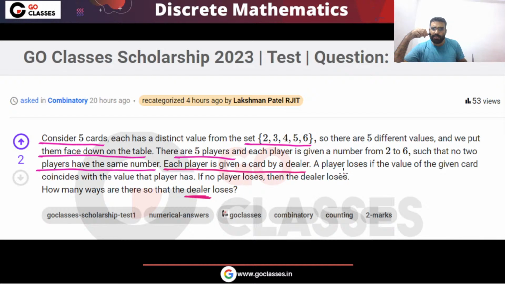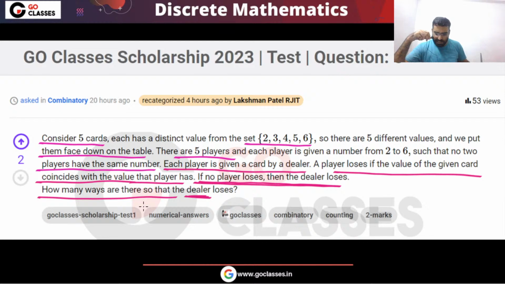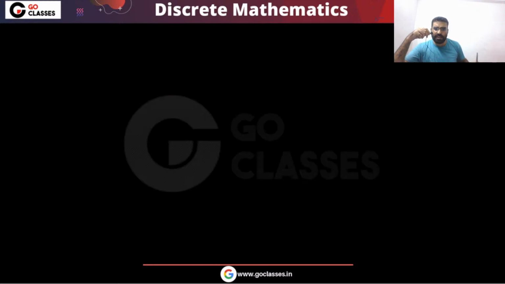Now, a player will lose if the value of the given card is the same as the value that the player has. If no player loses, then the dealer will lose. So how many ways are there such that the dealer will lose? Did you understand this question? The question is actually very simple.